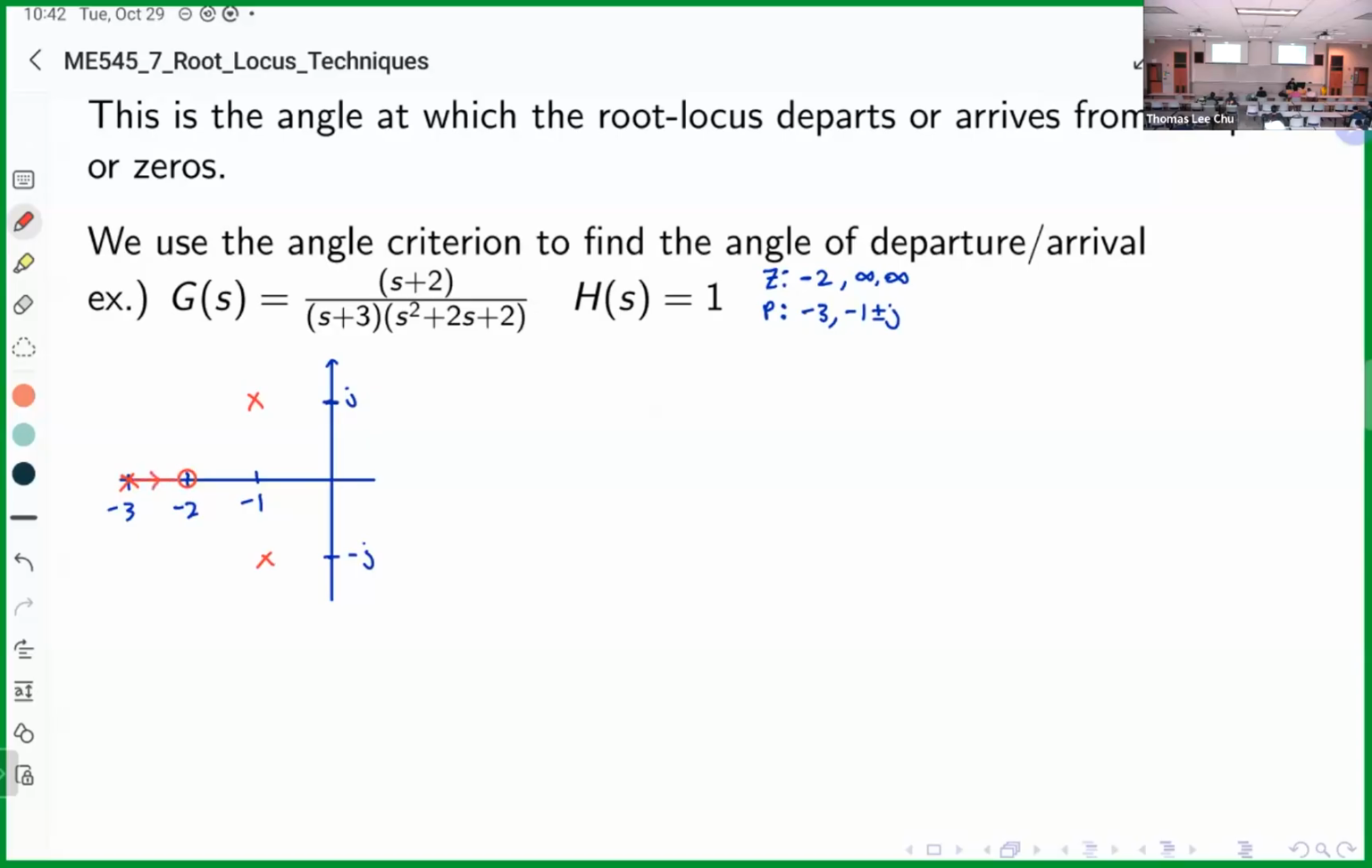axis segment right there. So we have, yeah, the root locus exists between -3 and -2 because there's an odd number of open loop poles and zeros to the right of this point. So there's only one open loop zero, so that's an odd number, meaning that we meet the angle criteria of 180 degrees times an odd number.